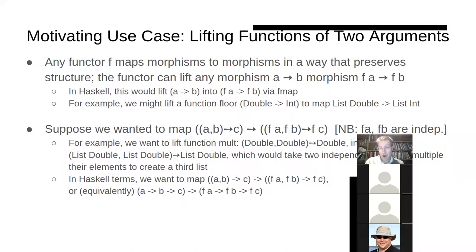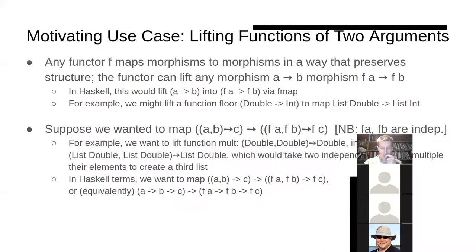So for example, a morphism is negative. From floats to bools, we can turn it into a morphism from lists of floats to lists of bools by lifting it with functors, right? But all it's dealing with there is a single list of floats, right? And this morphism is just taking a float and returning a bool. It's not combining multiple things at the same time. It takes a float and it's returning a bool. And we can turn it into something that maps list of floats to list of bools.